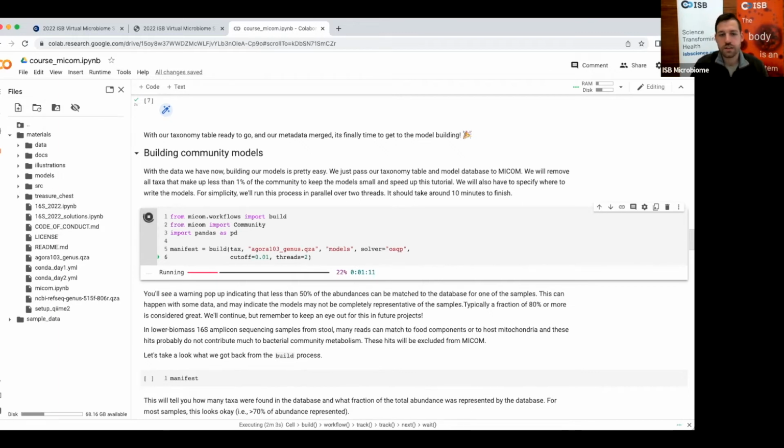We'll also parallelize this process over 2 threads, which is what this command does here, and that'll minimize the amount of time required to run this command. Great, so this all in all should take about 10 minutes to run, and while that's going, we'll switch back over to our slides and discuss a little more about the next step in the Mycom process, which is growing the models that we're building here.